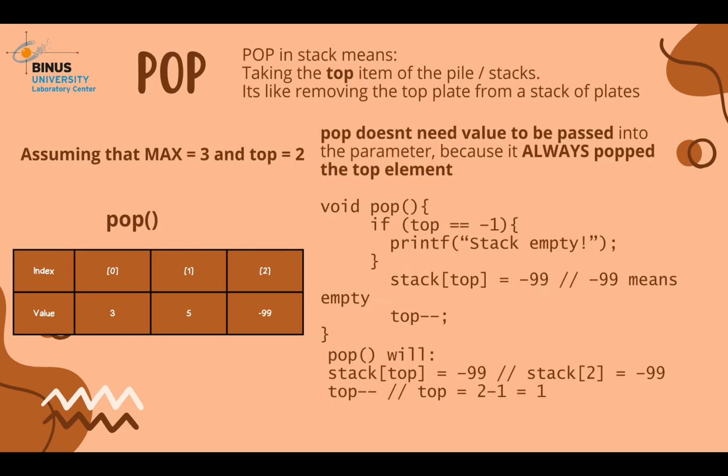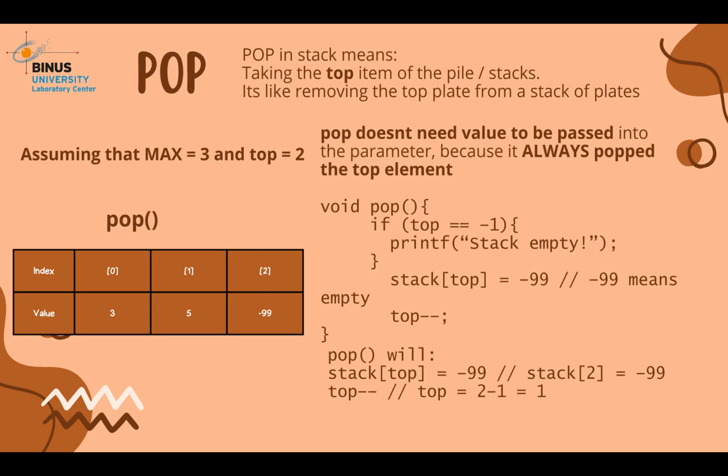Pop is like delete. Pop in a stack means we are taking the top item off the pile, like removing the top plate from a stack of plates. Assuming max is 3 and top is 2, because top is located at the last element. Pop doesn't need a value passed into its parameters because it always pops the top element. So when we do pop, the stack element at the top index, which is right here, the 9, gets the value -99, which means it's empty.